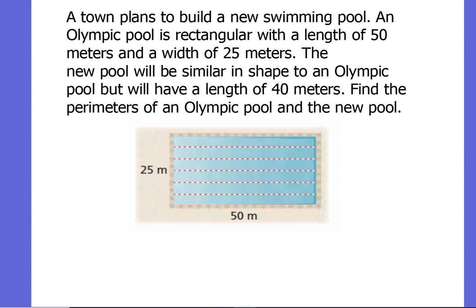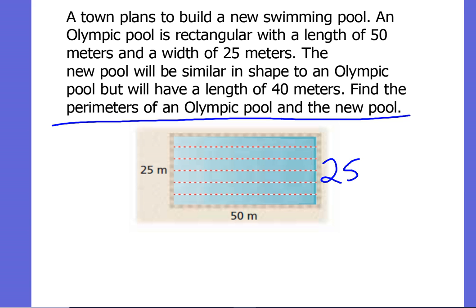Well, the first thing we want to take into account here is what we need to find in the end. It wants us to find the perimeter of the Olympic pool and the new pool. We need to find both of them. So currently what we're looking at is an Olympic pool. So how do I find this perimeter? Well, I need to add up all of my side lengths. And I know we could just multiply them by 2, but I want to visualize this as well.